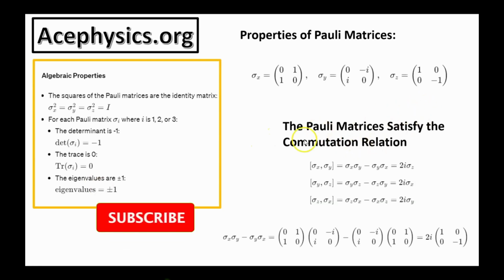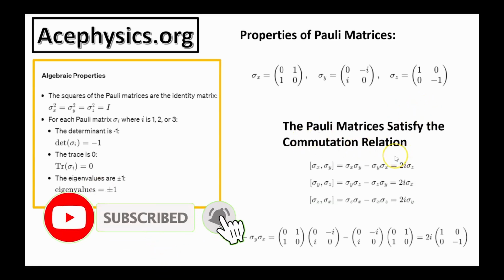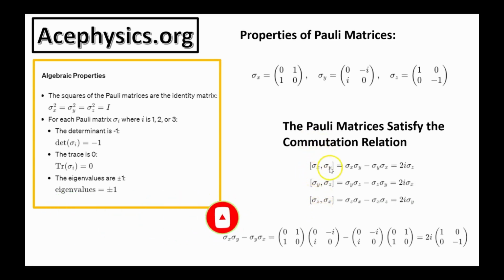The Pauli matrices satisfy this commutation relation. This is what makes them a Lie algebra. These are the commutation relations, and so for example, the commutator of sigma x, sigma y equals 2i sigma z, and that calculation is performed down here. Sigma x times sigma y minus sigma y times sigma x is equal to 2i times sigma z.